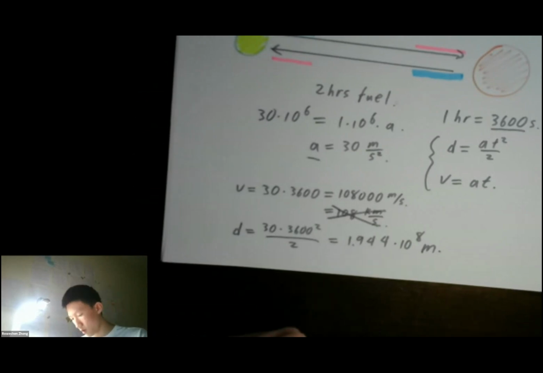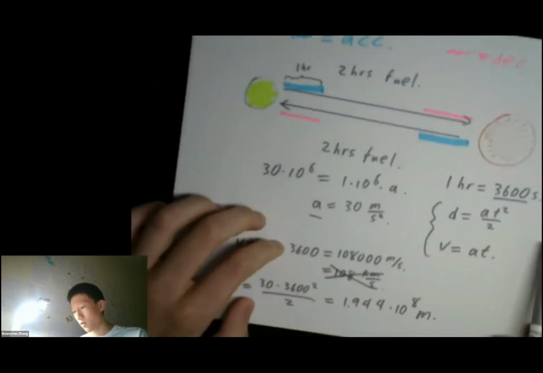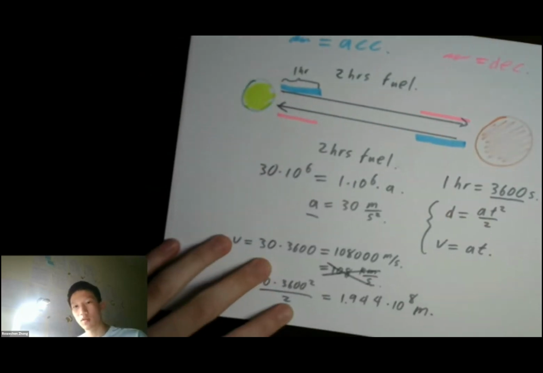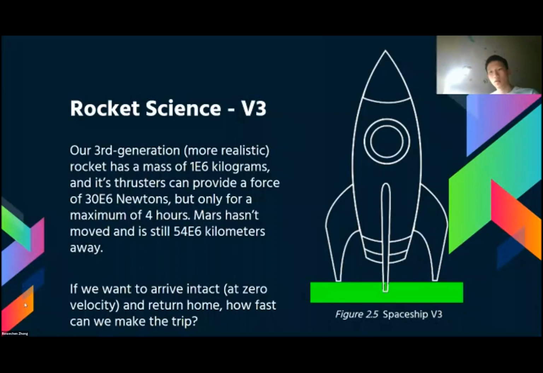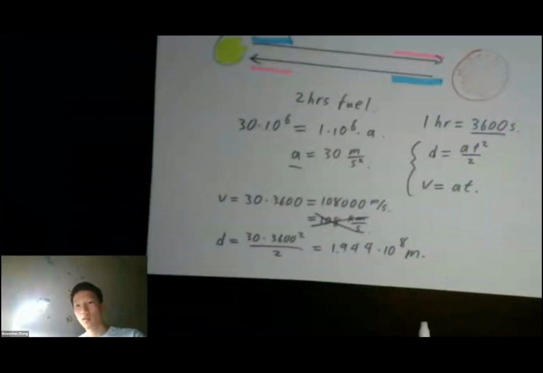Seems like we went pretty far. We might have cut a decent chunk out of this. Did we cut a decent chunk out of it? How far away is Mars again? Mars is 54 E6 kilometers away. Seems like we made a decent chunk in it. Until you realize those are kilometers.